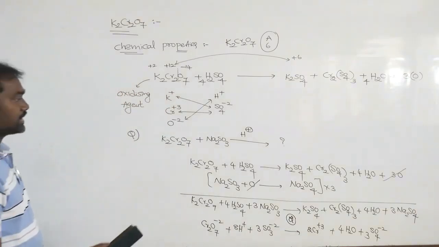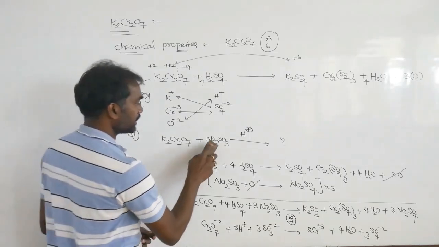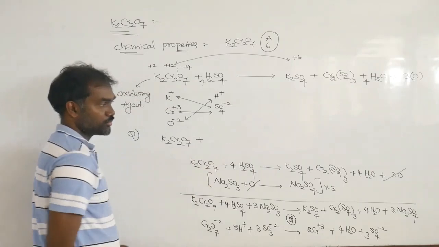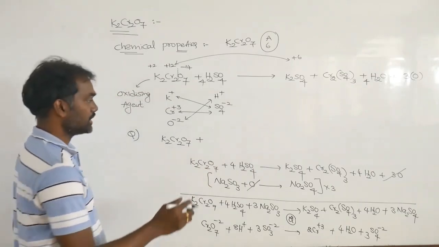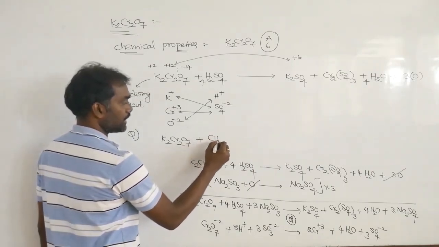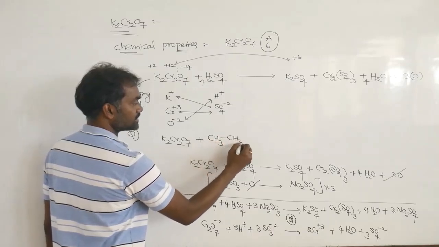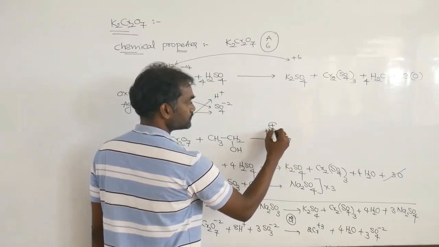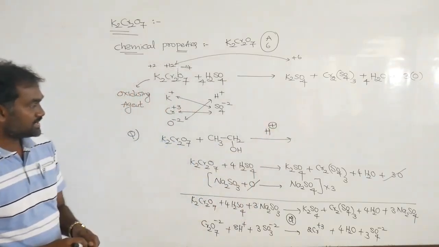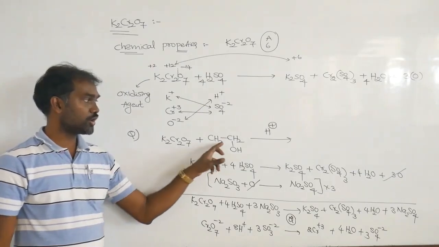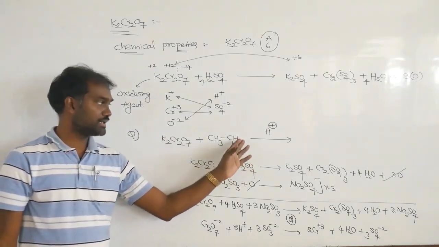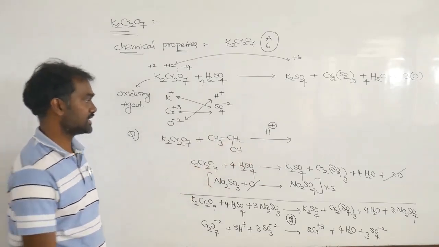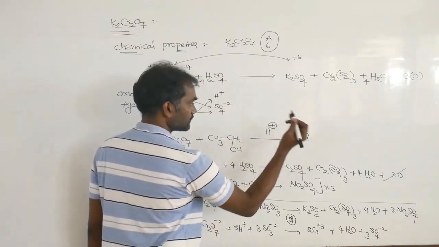Next, suppose an organic chemistry problem. KMnO4 and K2Cr2O7 both are famous in our organic chemistry. Suppose you take alcohol CH3CH2OH in acidic medium. So this is a powerful oxidizing agent. So alcohol first becomes aldehyde, next that becomes acid. So it will take 2 moles of oxygen. So here, question mark.